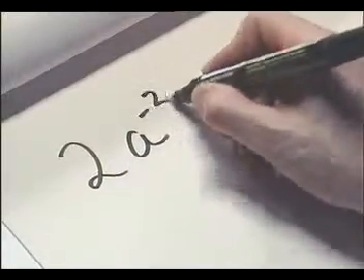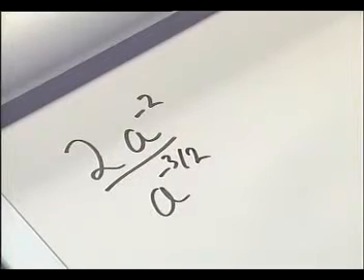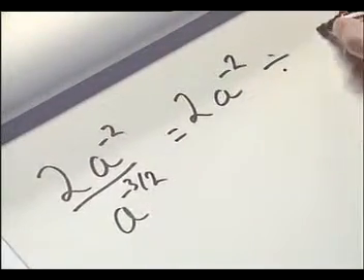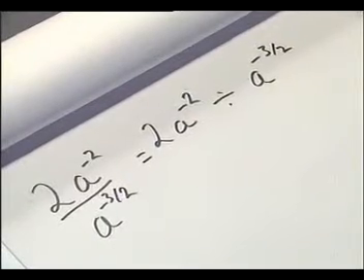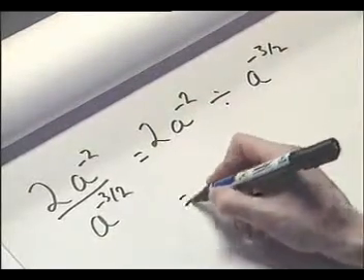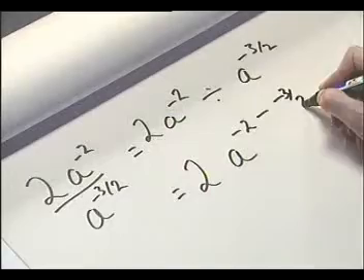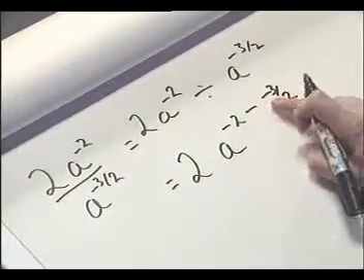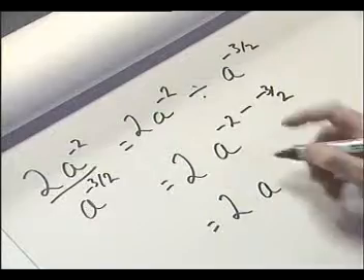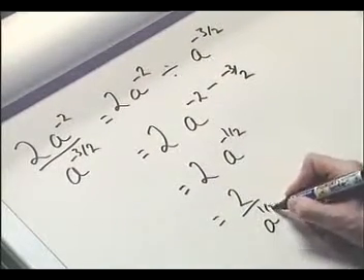2a to the minus 2 divided by a to the minus 3 over 2. Let's remember what our rule said, that if we're dividing things like this, we actually subtract the indices. So this is 2a to the minus 2 minus minus 3 over 2. Of course, that means effectively we've got to add on the 3 over 2. So we get 2a to the minus 2 plus 3 over 2, which is minus a half. And so that's 2 over a to the half.